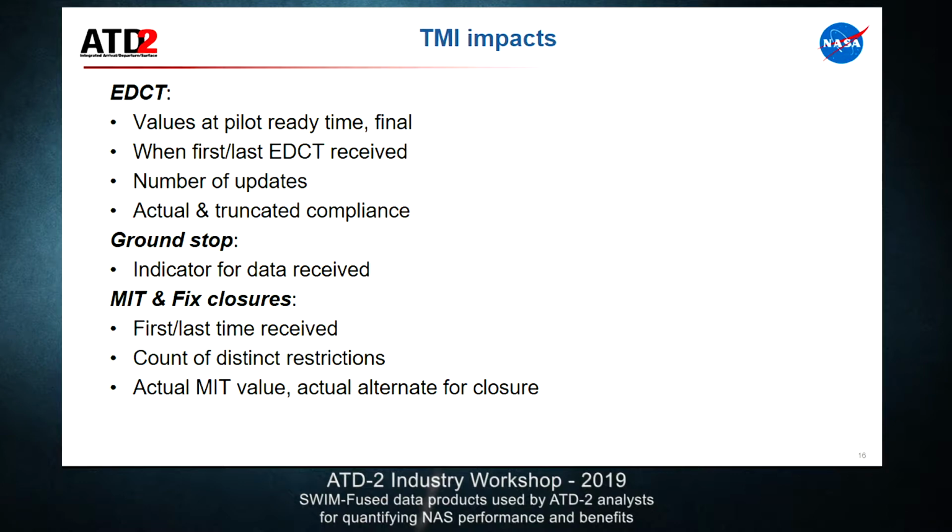Ground stops, we track data with respect to those. MITs and fix closures, we track the values that are associated with those MITs. How far was that spacing supposed to be? How many times is that restriction updated? What fix is even included here? Was there an alternate specified? So things like that on a flight level.